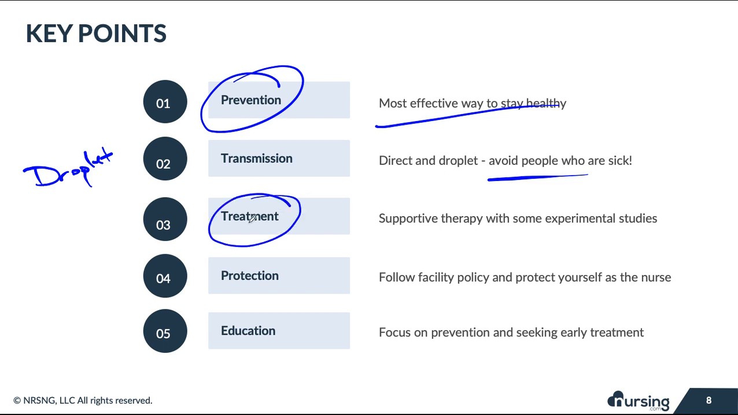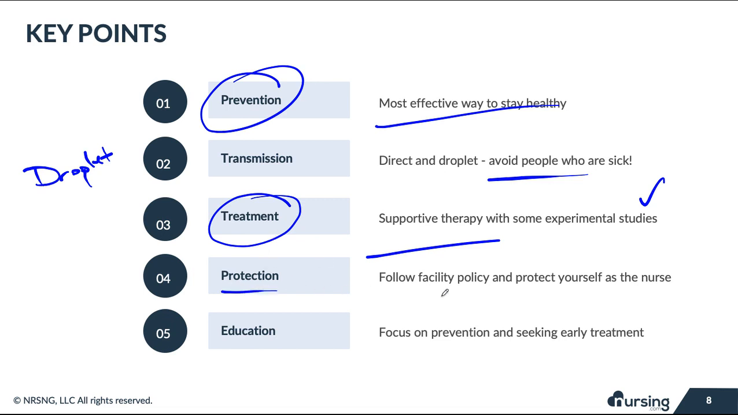The next thing is treatment. If you are taking care of a patient, supportive therapy is going to be your best option. And don't be surprised if you are seeing some experimental studies, like those antiretrovirals. Those are starting to be introduced, but we don't have enough data on them yet to determine how effective they are.